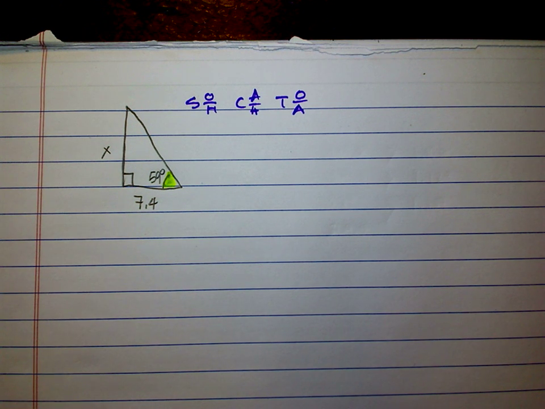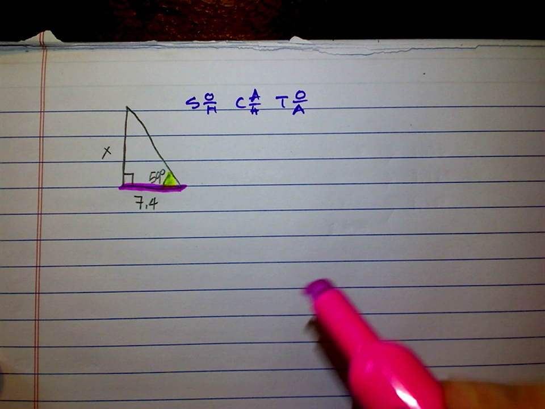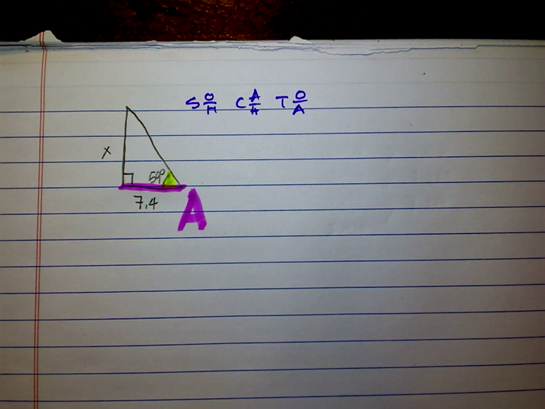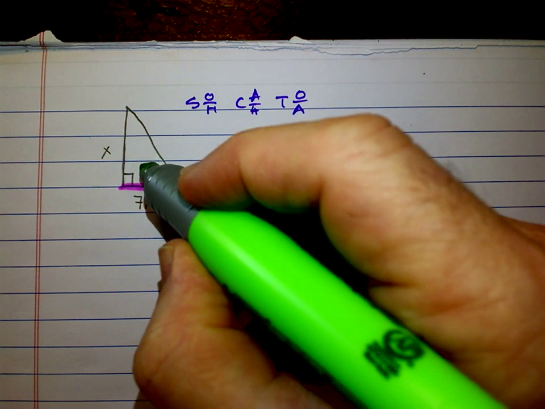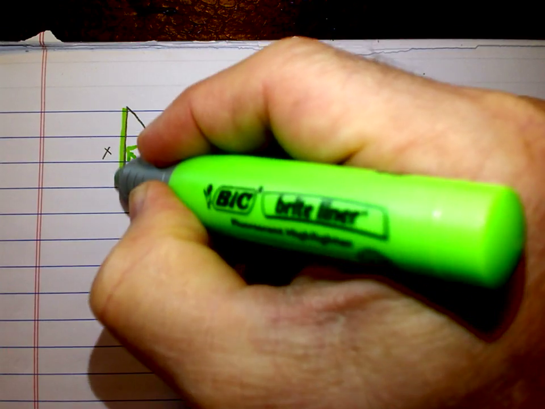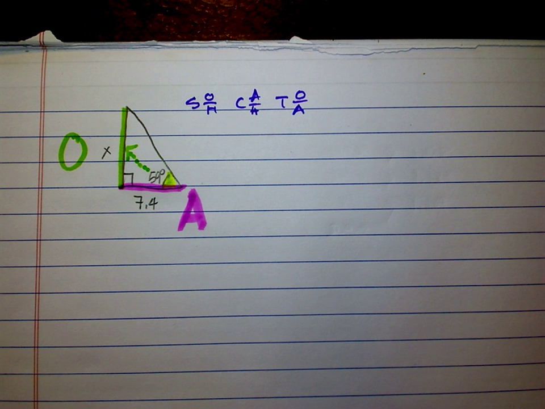Next, we're going to look at the side of the triangle that we know the length of, and that's this side here. That side is adjacent to that angle. It's right next to that angle. Next, we're going to identify the side of the triangle that we want to find, and that's the one directly opposite of this angle, the x. That means that this is O for opposite.